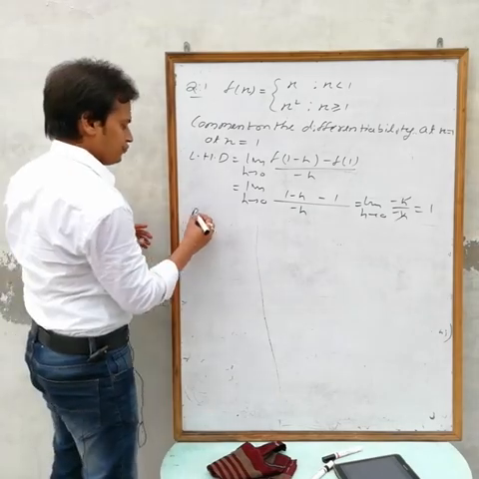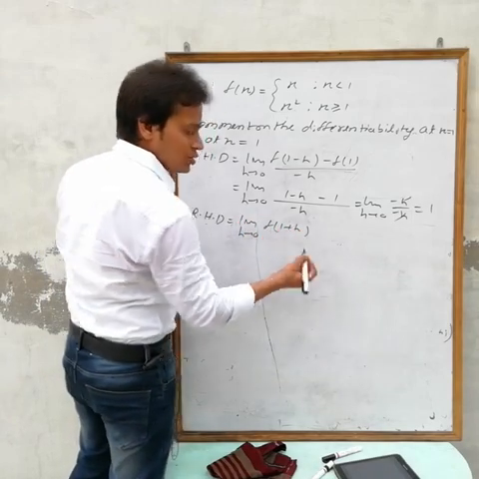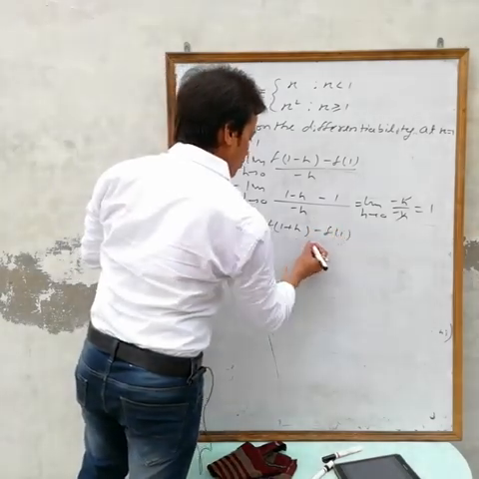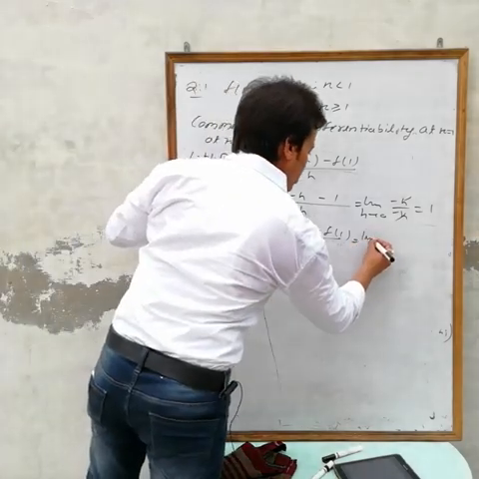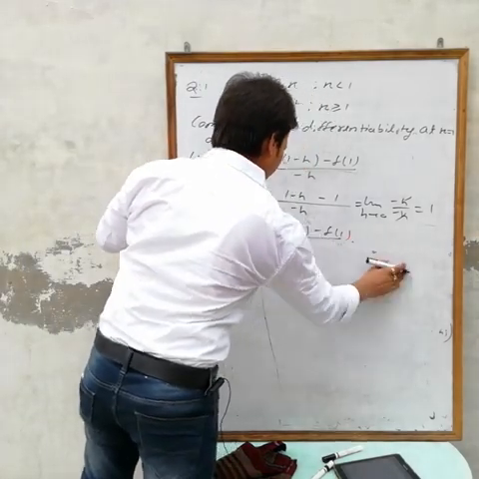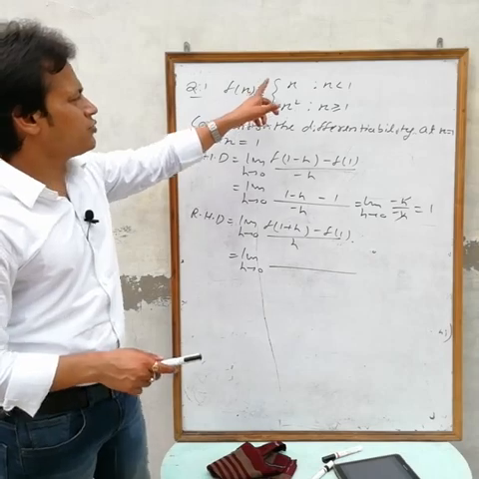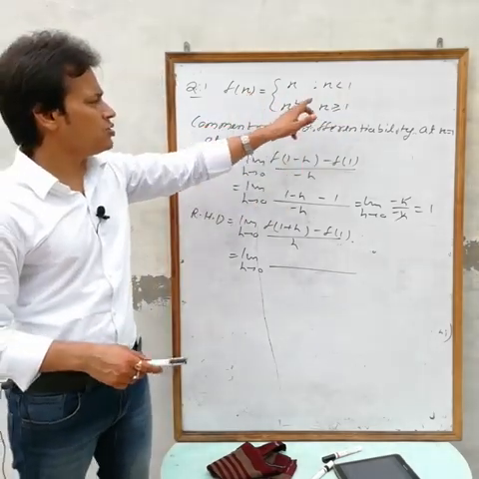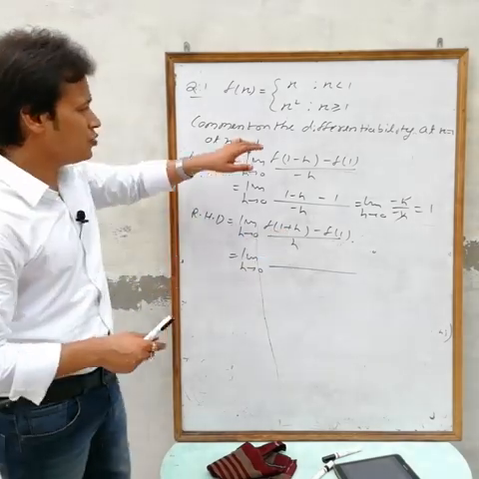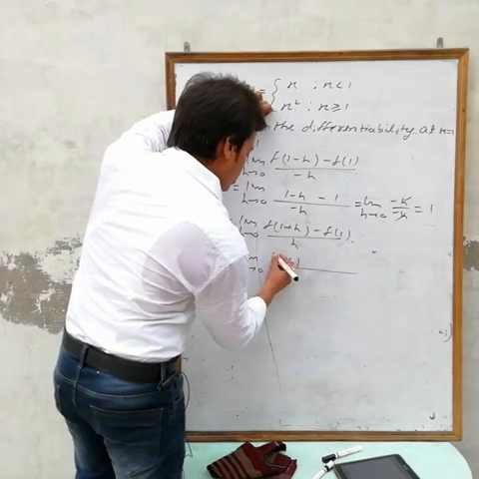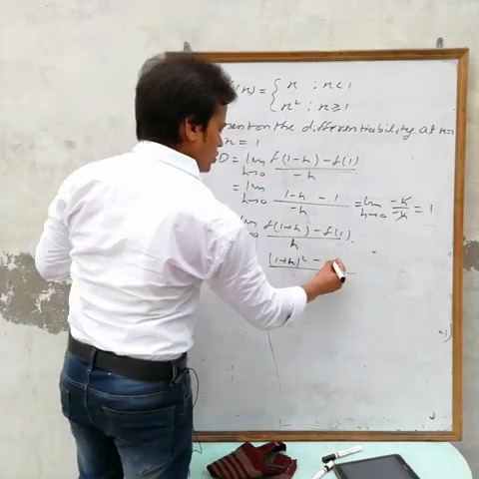Now find RSD. RSD is the limit h tending to 0 of f(a plus h) minus f(a) by h, where a is 1. Okay, no problem. Now find the value of f(1 plus h). Now see, f(x) equals x when x is less than 1, and x squared when x is greater than or equal to 1, and this is greater than 1, 1 plus h is greater than 1, right? So put in (1 plus h) whole squared minus f(1), and f(1) also from this one, 1, by h.